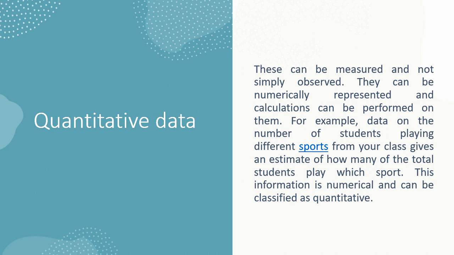The next type of data is quantitative data. Quantitative data can be measured and not simply observed. They can be numerically represented and calculations can be performed on them. For example, data on the number of students playing different sports in your class gives an estimate of how many of the total students play which sport. This information is numerical and can be classified as quantitative data, as can be seen by its name, quantity, quantitative.